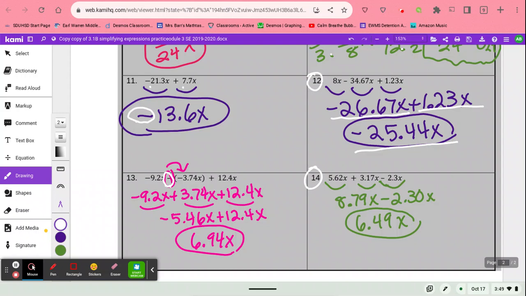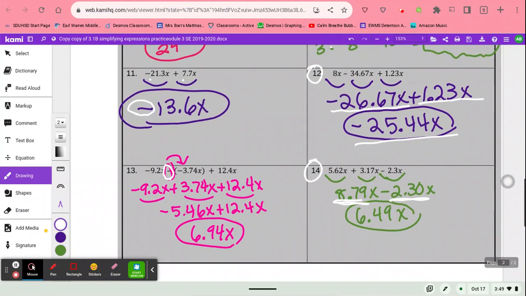On 14, we have all like terms. So when I added the first two, I got 8.79x, and then that's subtracting. I wrote this as 2.30. Sometimes when I'm subtracting decimals, especially when I have two decimals in one of the numbers, I'll just rewrite the other one so that it matches, so I can do the mental math quickly. So 6.49x. Excellent, great job going over these simplifying expressions.